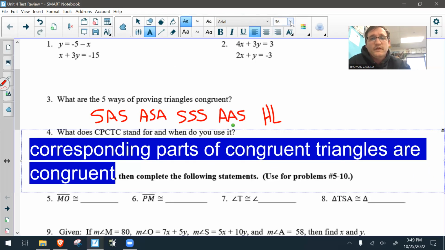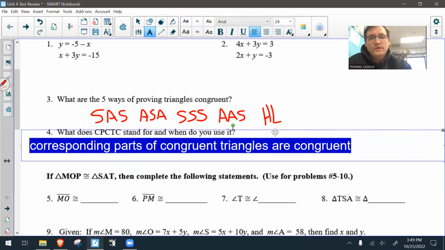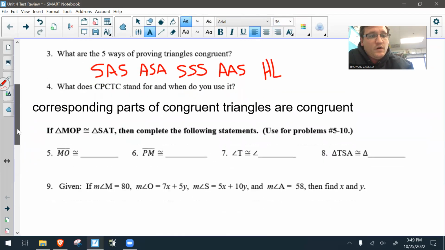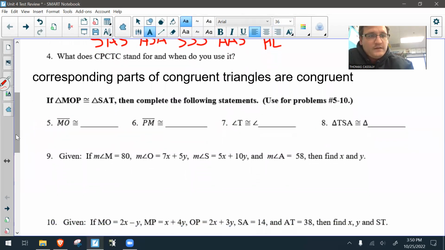All right, so that's what that one means. And when do we use it? We use it after we show two triangles are congruent. We gather up all of those pieces. All right, and speaking of CPCTC, we're going to use it on 5, 6, 7, and 8.